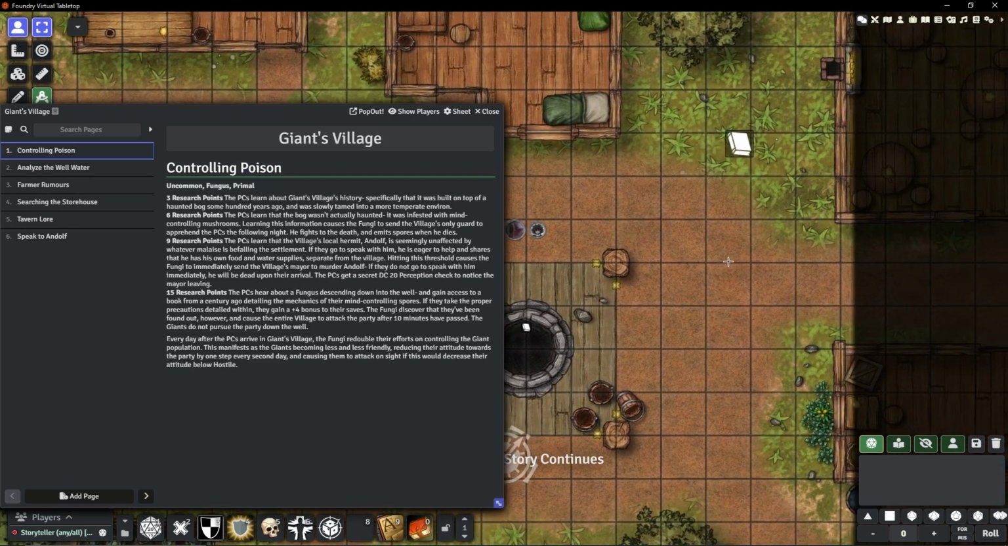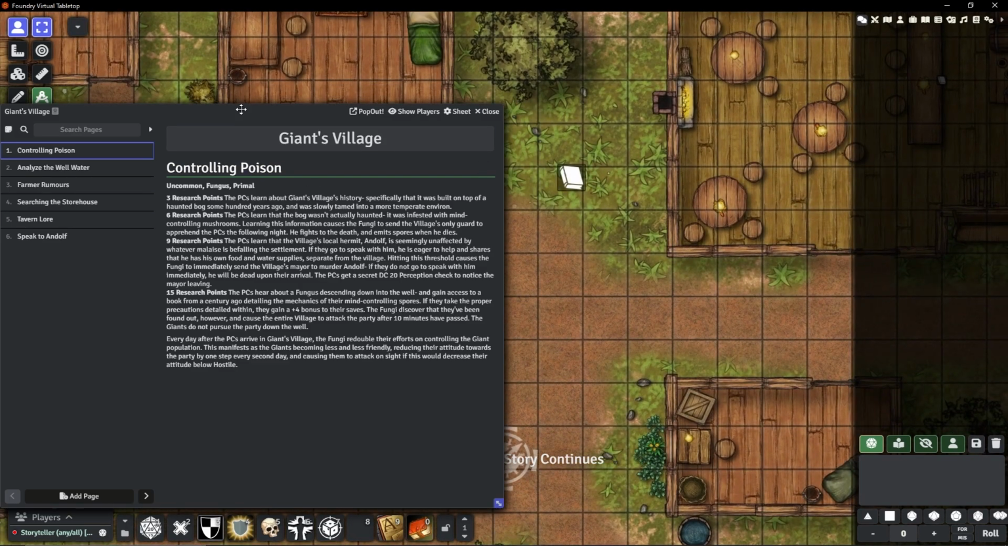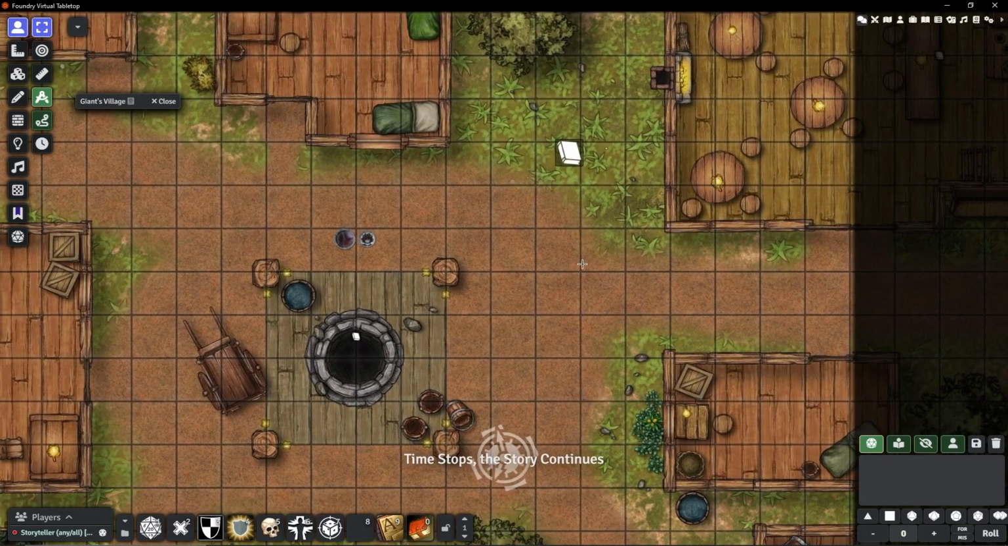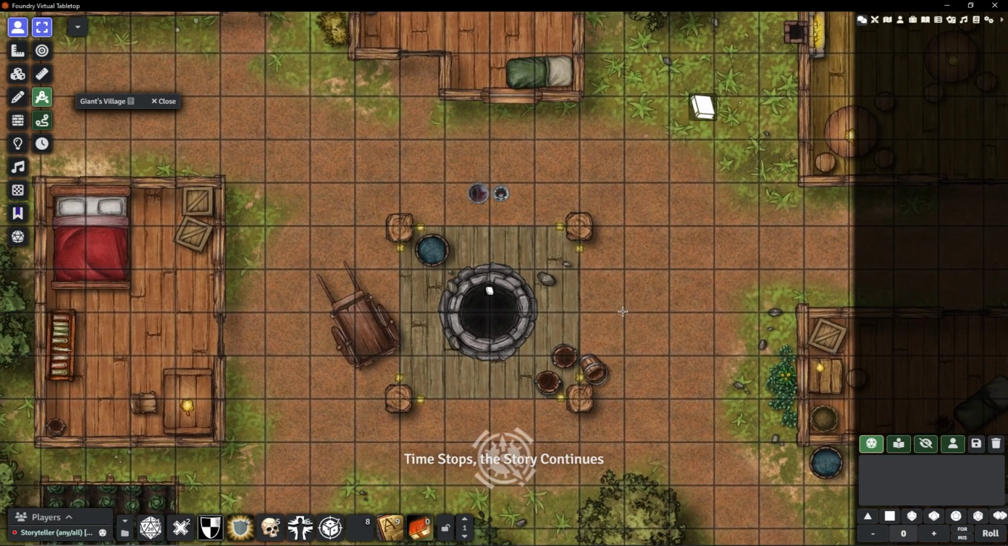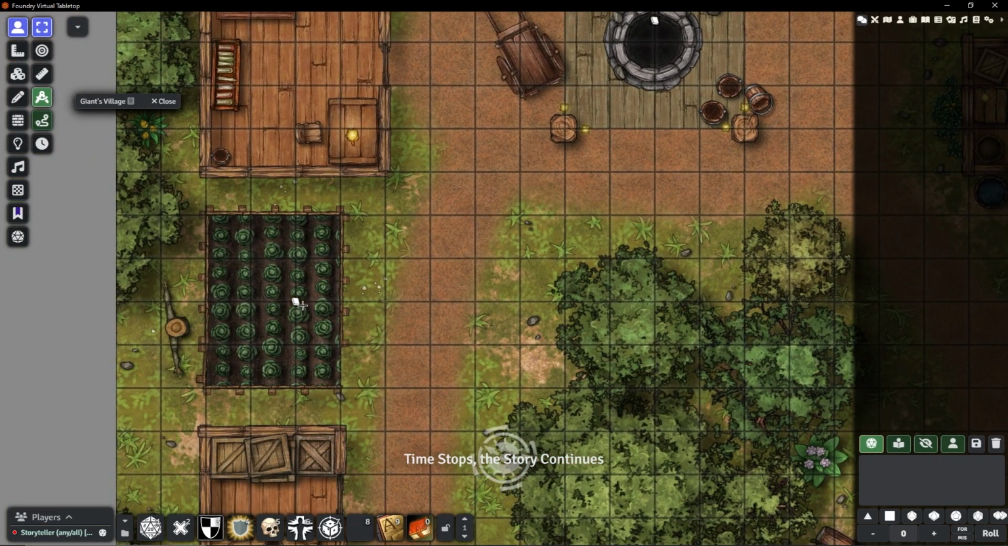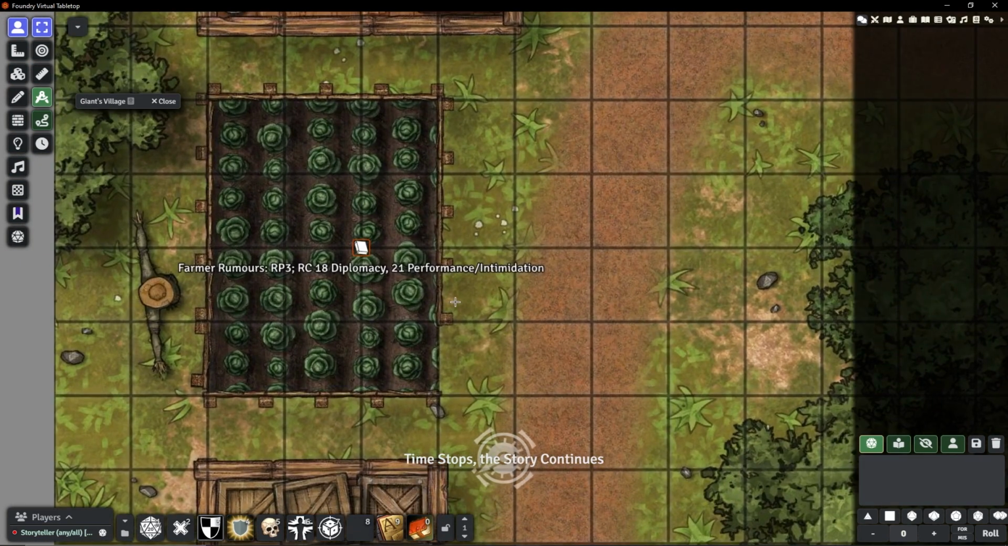Across the village, there are several locations that the party are able to research at, and at this point I would let the party know about the ones that they have access to. That would specifically be over here in the farm. They can speak with the farmers to try to learn rumors about the goings-on in the village.